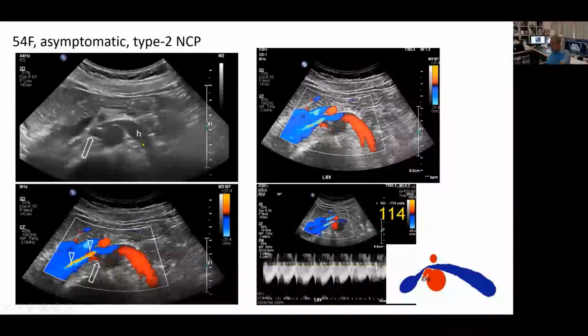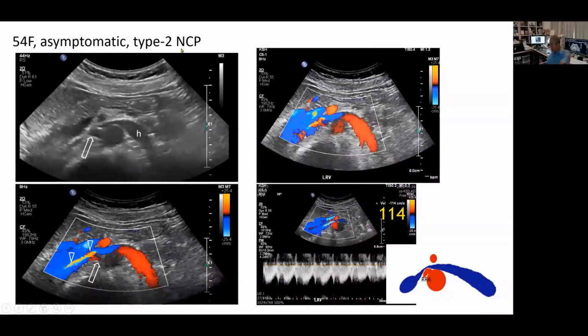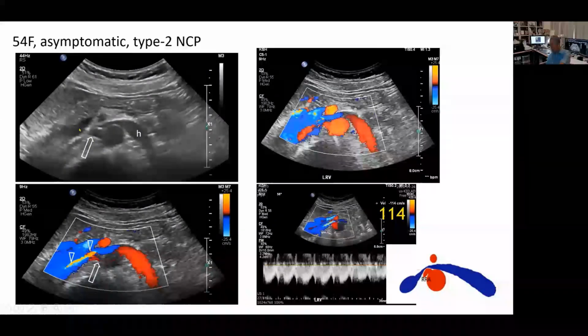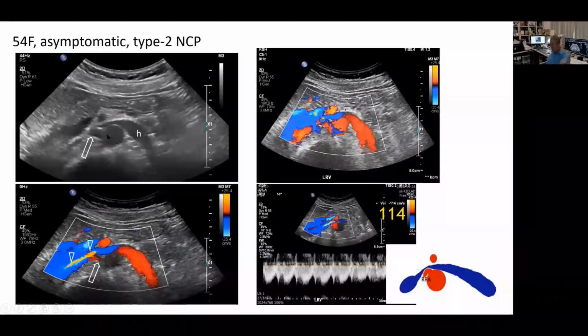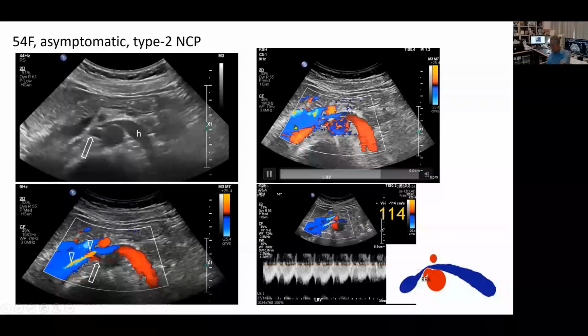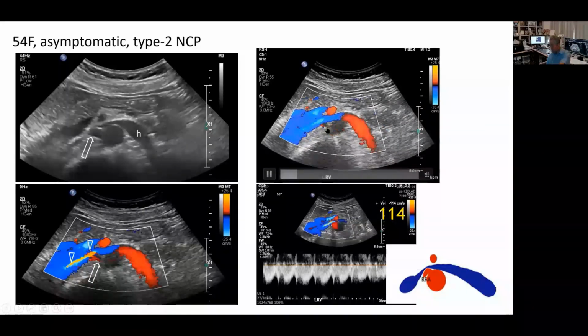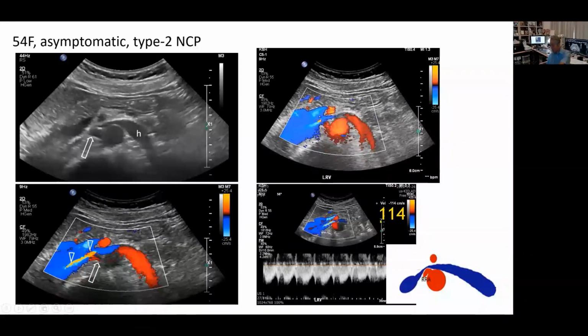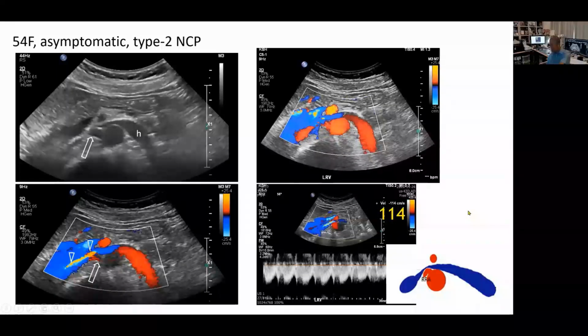And this is an example of type 2 Nutcracker phenomenon in an asymptomatic woman. If you look at the left renal vein area carefully, you may notice that the left renal vein is not compressed between the aorta and superior mesenteric artery, but is compressed by the origin of the right renal artery, and the peak flow velocity was 114 centimeters per second.